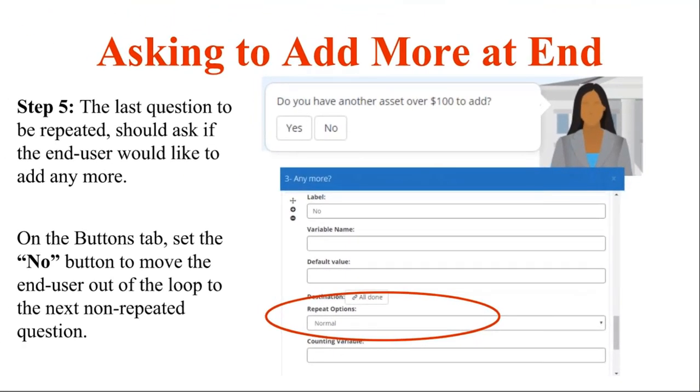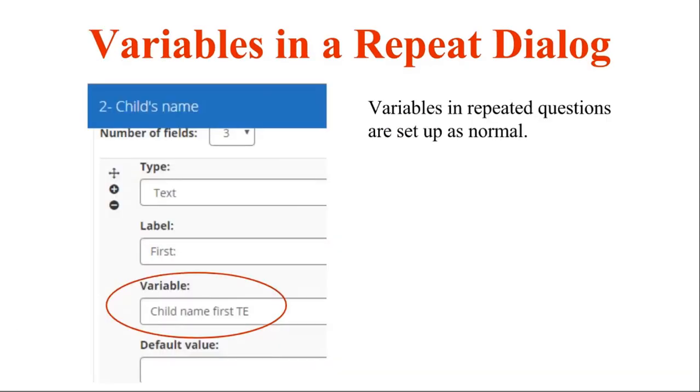On the no button, you just branch them out, they're done. So you take them to whatever the next step or next section is, next question, and the repeat options are normal. And then you're done. There's no logic in the asking to add more section. You just keep having the end user manually push themselves through the loop.